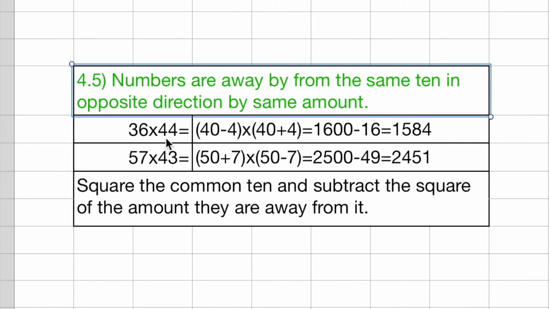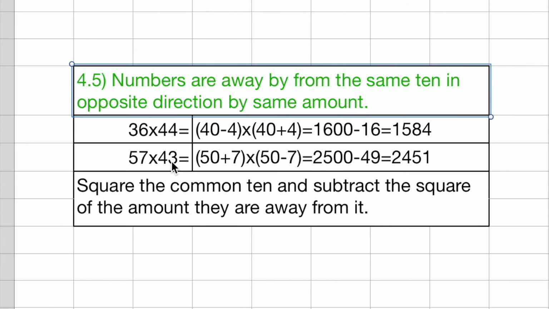So in such situations, you have to take the square of the 10, which is 40 here. So 40 times 40 is 1600, and subtract the square of the distance. So here distance is 4. So 4 square is 16. You subtract 16 from it. So it becomes 1584. So the answer of 36 times 44 is 1584. Let's do one more example.